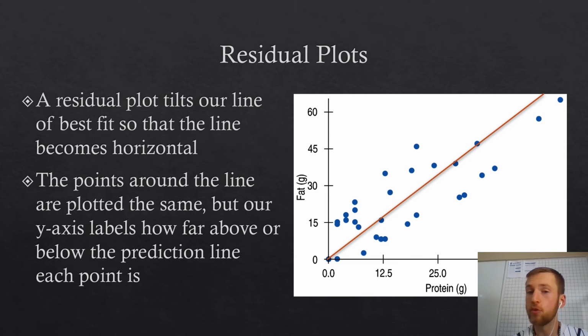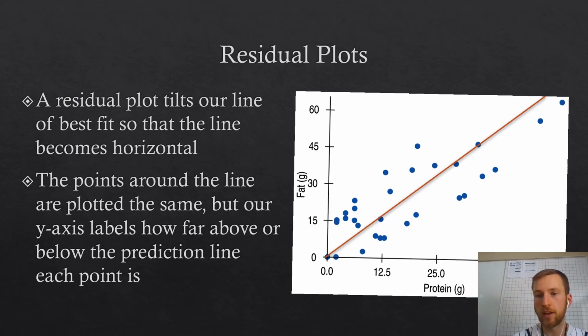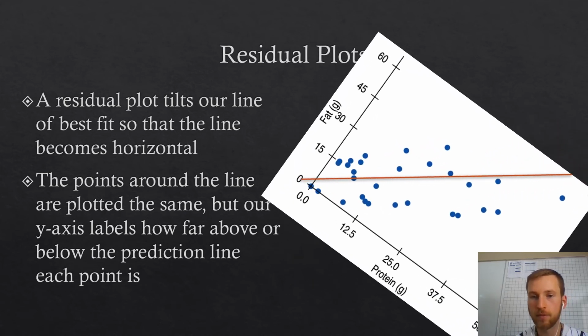So with residuals, we actually can come up with a new type of plot called a residual plot. And a residual plot tilts our line of best fit so that the line now becomes a horizontal line. So right now, our red line, if you look at it, goes from the bottom left to the top right. Definitely a positive slope there. And what we do with the residual plot is we tilt that so that it looks like this. Look at those animations, okay?